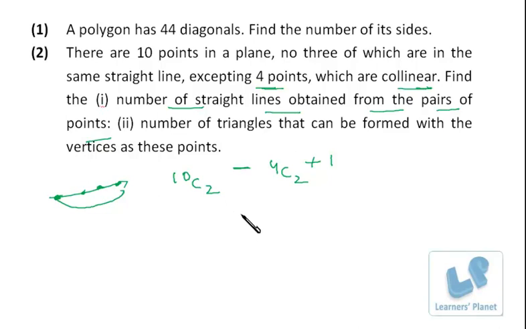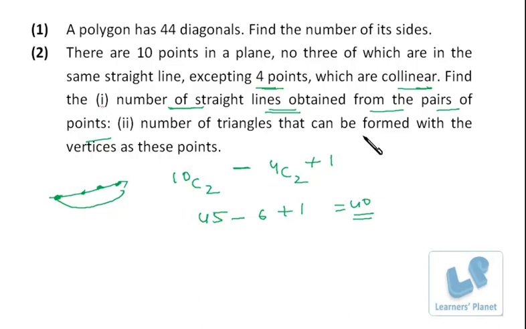So 10C2 is what? 10 into 9 by 2, that is 45. Minus 4C2, which is 4 into 3 by 2, that is 6, plus 1. So it's 45 plus 1 is 46, minus 6, 40 lines I will be getting. So we got the answer for this problem.